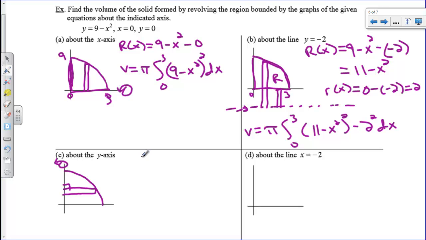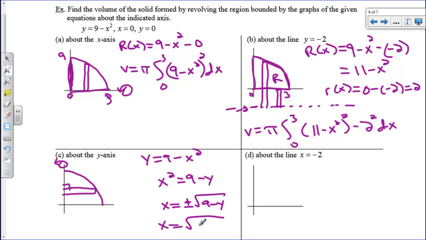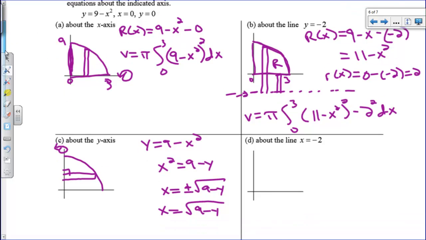So the first thing I'm going to do for y equals 9 minus x squared is take the x squared to the other side and bring the y over, and then I'm going to take the square root, and when I do that I have to do plus or minus. So it's plus or minus the square root of 9 minus y. Now this is the positive version of that because these are all positive x's. So I'm going to have x equals the positive square root of 9 minus y. That is this graph in terms of x equals, or in terms of y.